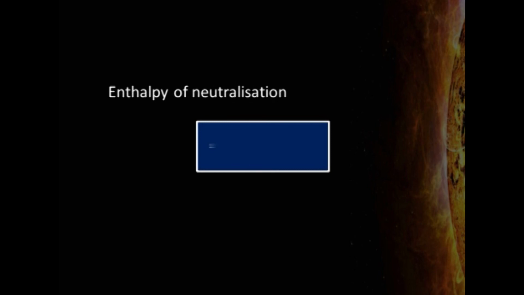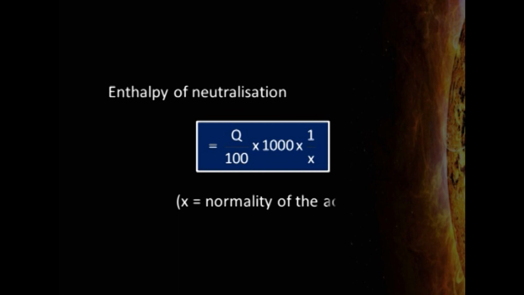Here the enthalpy of neutralization will be equal to Q upon 100 multiplied by 1000 multiplied by 1 upon X. Here X is the normality of both the solutions.